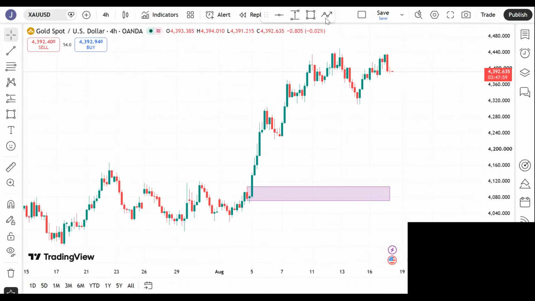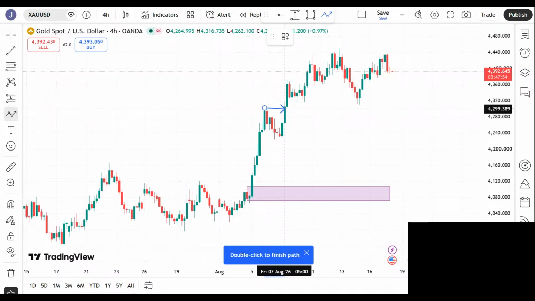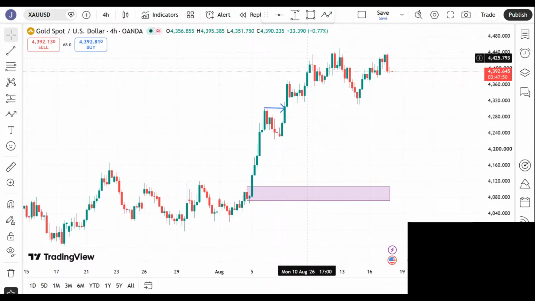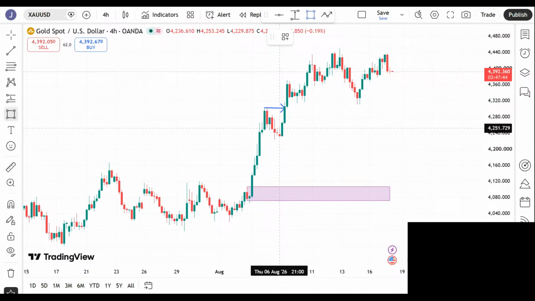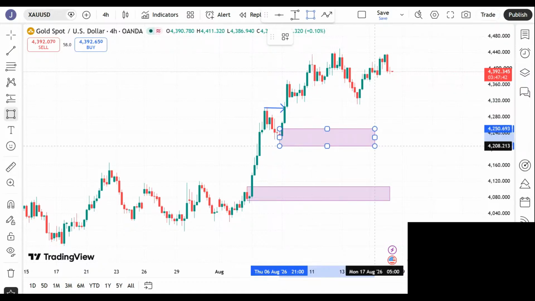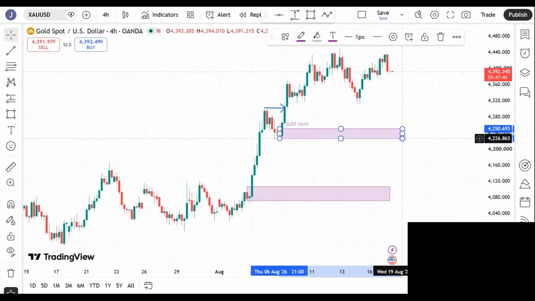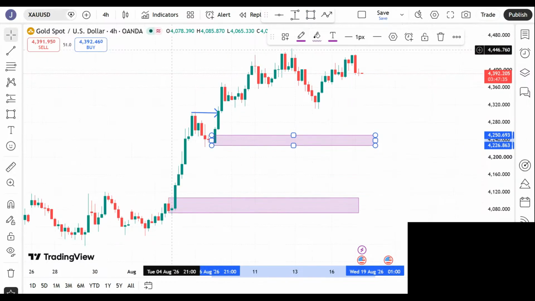So if you check, this is a break of structure over here. That's a break of structure, right? And the break of structure, the order block is coming from this place. This is the order block, right? That is still the order block on the 4 hour.